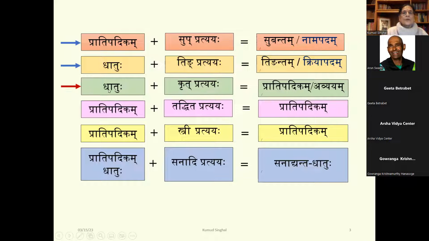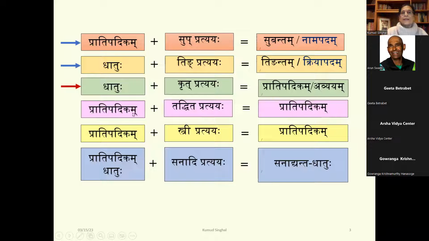So today we are going to talk in more detail that to a dhatu, if you add a krit pratyaya or a krit suffix, then you could get a new pratipadikam or a new indeclinable, which is avyayam. So this is what we are going to talk about today. And I'm just going to give a brief overview of the other suffixes.